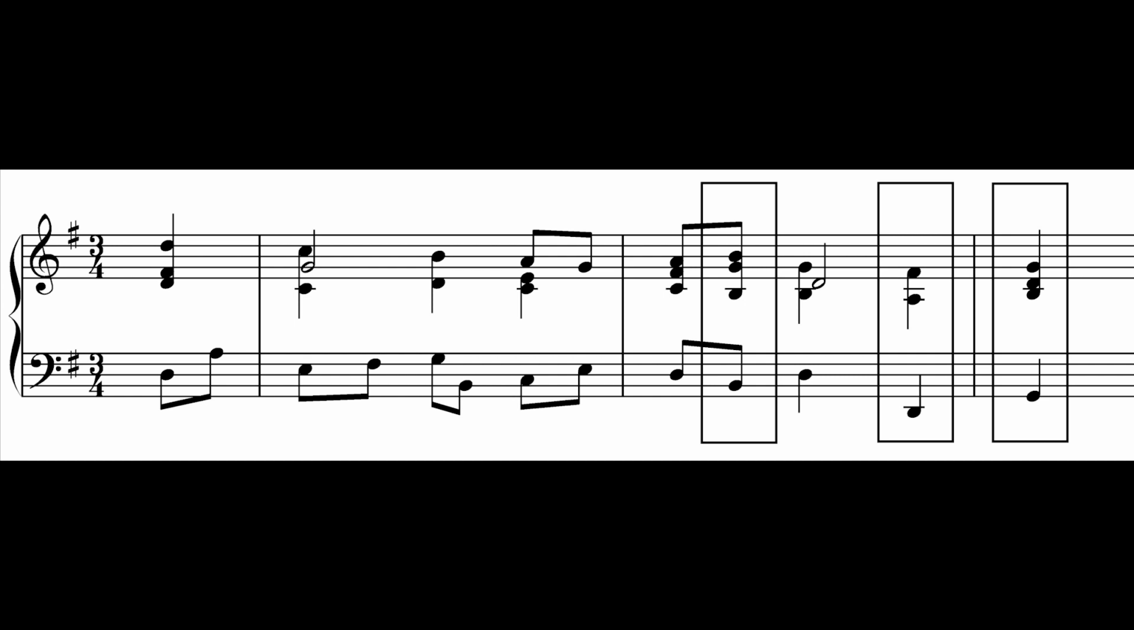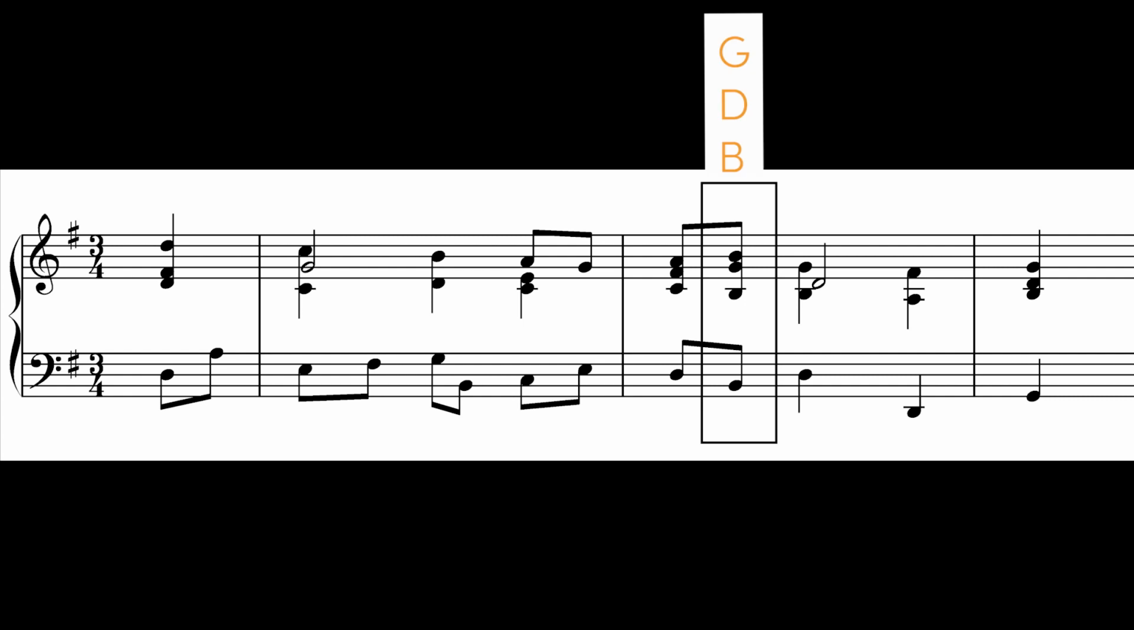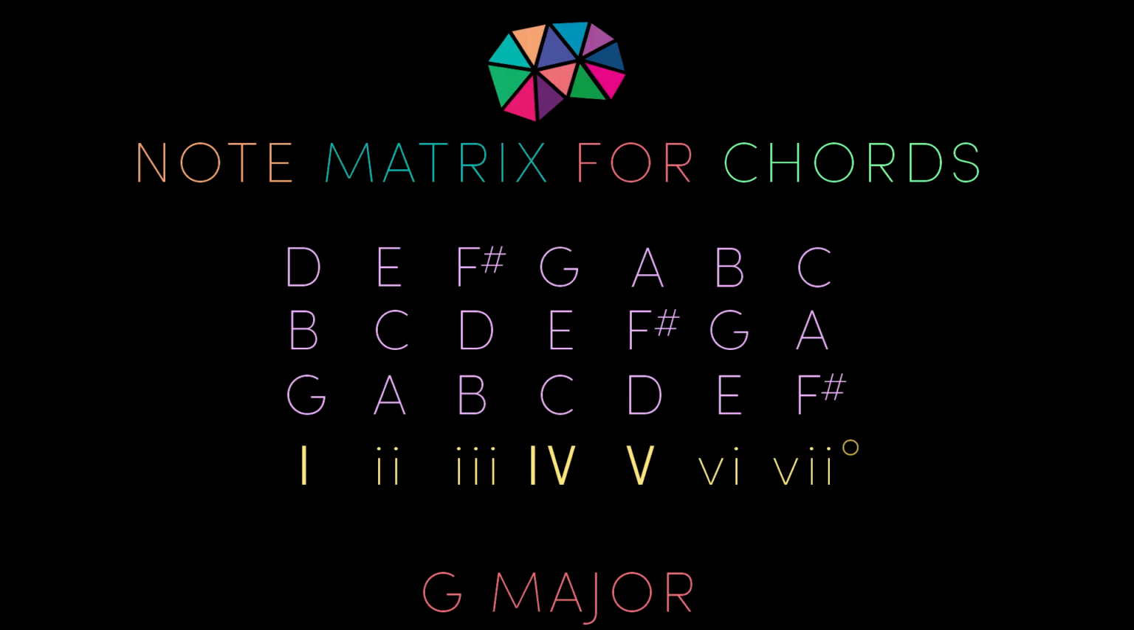The first chord, we need to just look at what notes are there, and we see that we've got a B, a G, and a D in the chord. So now what we can do is write out all the chords that form G major, because our example's in G major, and have a look at what degree of the scale that chord is formed from. And we see here that it's actually chord 1.